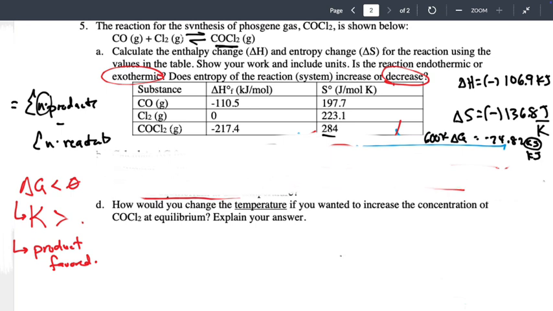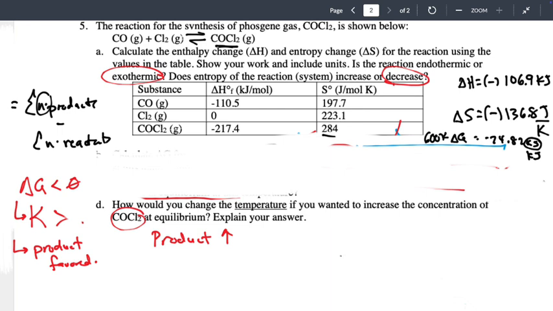How would you change the temperature if you wanted to increase the concentration of COCl2 at equilibrium? Explain your answer. So, what is COCl2? Your products. Okay, I want my products to go up. So we could increase the reactants. If you increase the reactants, that's going to cause the products to go up. Okay, that's fantastic. Does that answer the question?